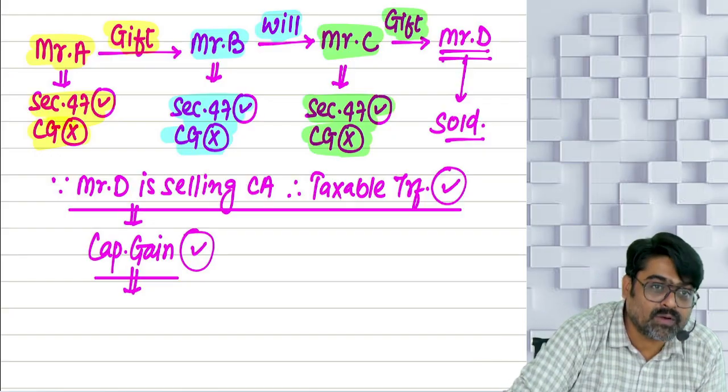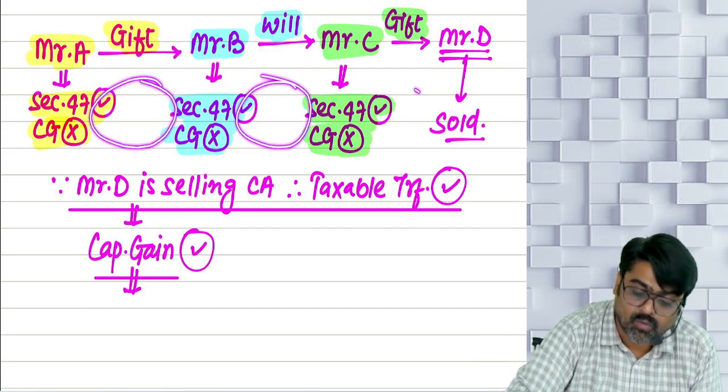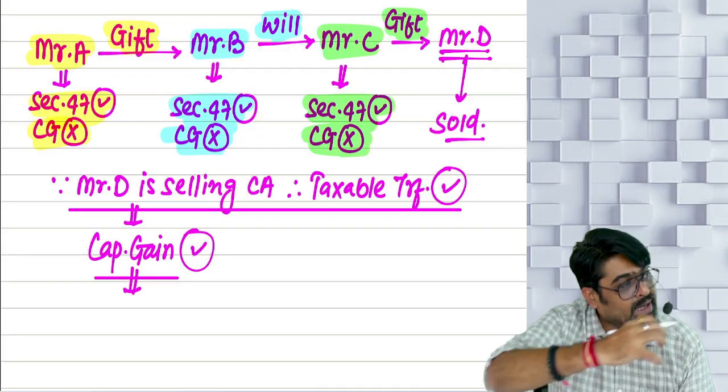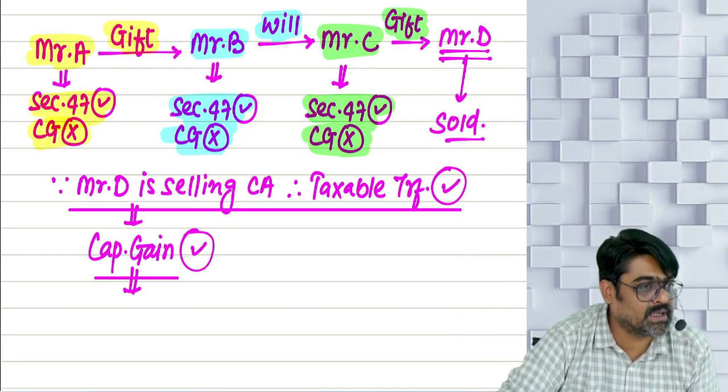And by doing this, what will happen? Whatever gain which was exempt here, whatever gain which was exempt here, whatever gain which was exempt here, all the gain which is realized in the hands of Mr. D will be taxable in the hands of Mr. D.